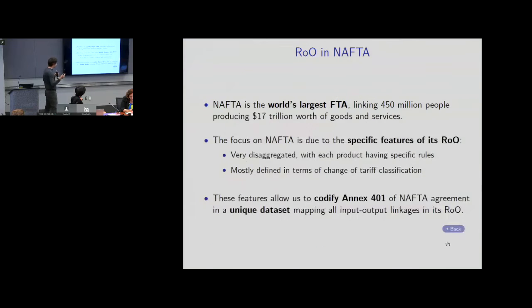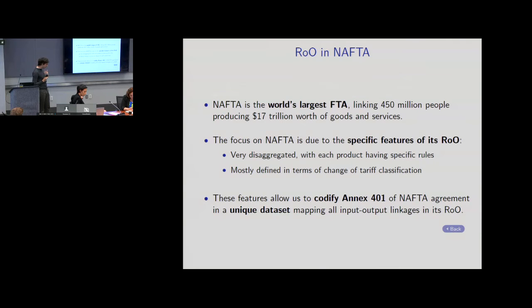So why do we focus on NAFTA? First, it's a huge FTA, so I don't have to convince you about that. But what is more important is the specific feature of NAFTA rules of origin: most of them come in the way of change in tariff classification, which means that we're going to be able to say for every single output which are the goods whose sourcing is restricted. So we're going to go to Annex 401 in NAFTA, and we're going to be able to digitize all these rules.